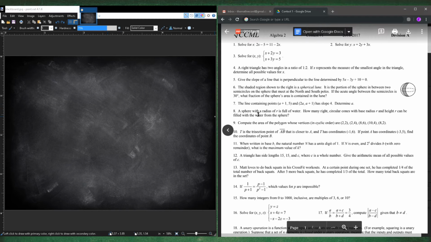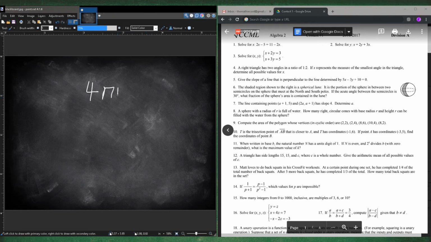Question 6. The shaded region shown to the right is a spherical lune. It's the portion of the sphere in between two semicircles of the sphere that meet at the north and south pole. If the acute angle between the semicircles is 30 degrees, what fraction of the sphere's area is contained in the lune? Okay, surface area is just 4 pi radius squared, right?